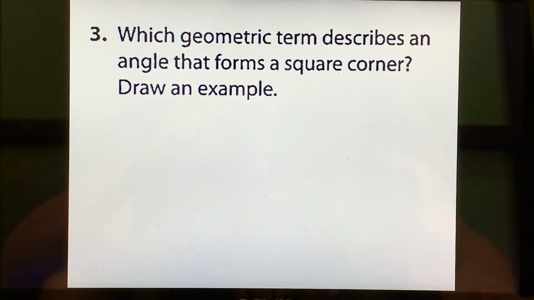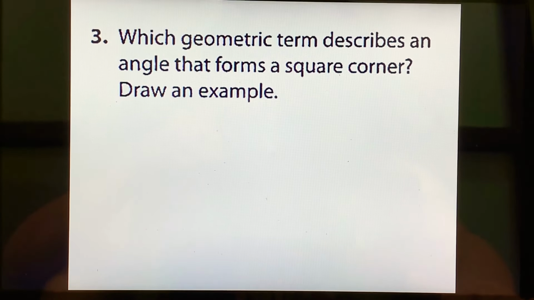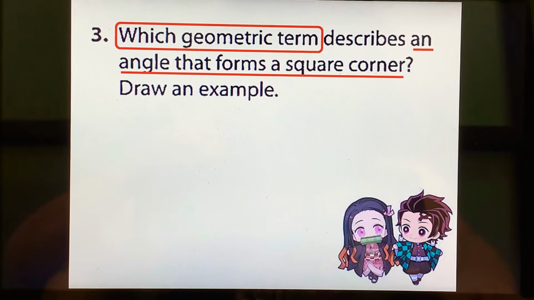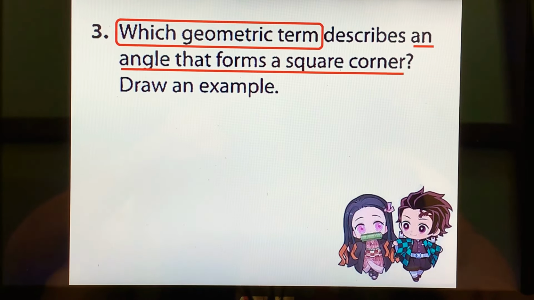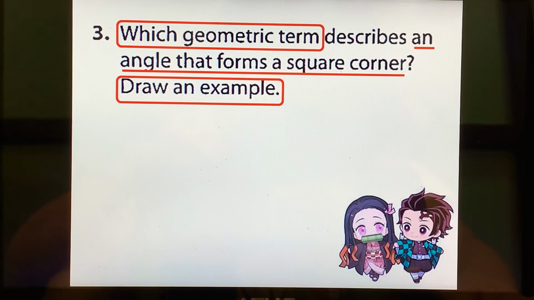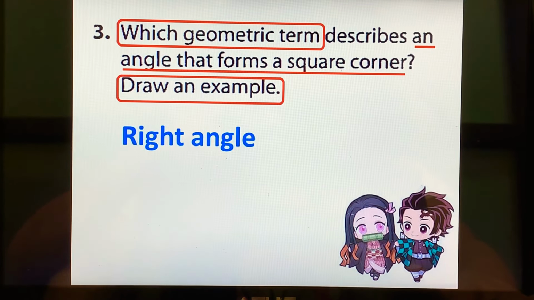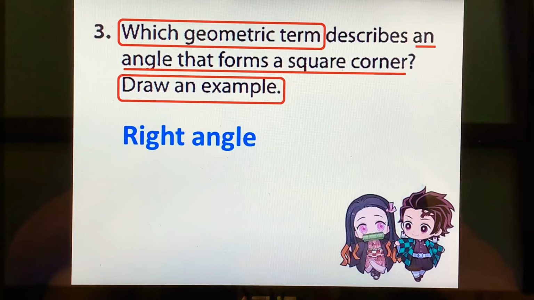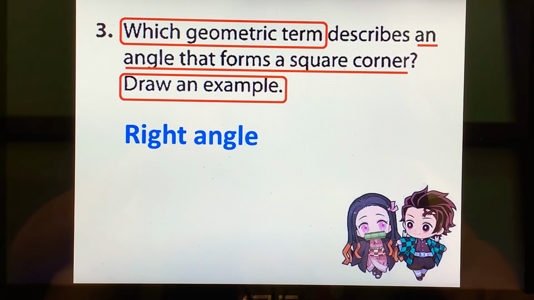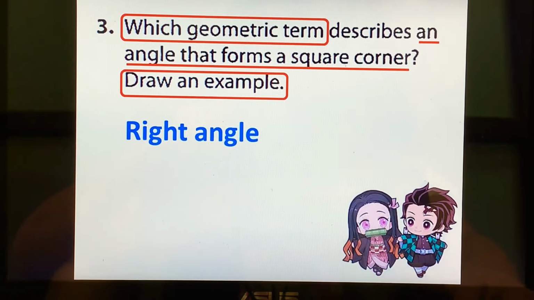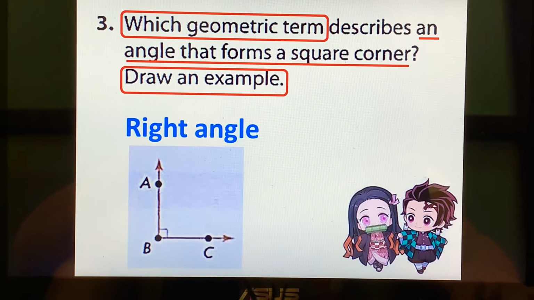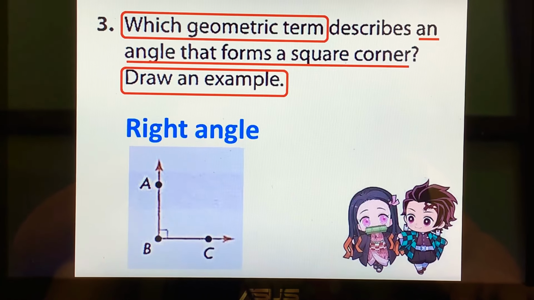Let's move on. Which geometric term describes an angle that forms a square corner? What is it? The answer is right angle. 答案是直角，答案就是直角。Draw an example. You have to draw an example of a right angle. Let's move on.